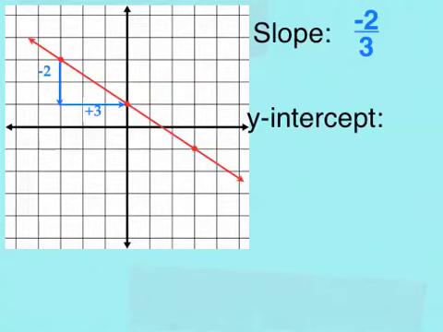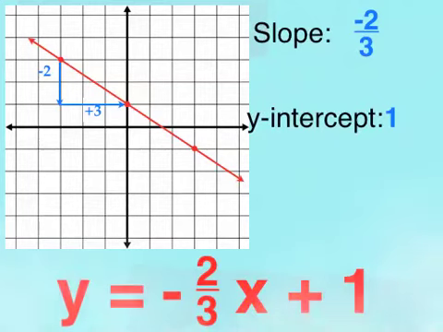Depending on what point you chose to start at, you might have a slope of a positive 2 over a negative 3. That is going to be okay. That's the same thing as a negative 2 over a positive 3. In this case, my y-intercept is on the y-axis at 1. So when I use the slope and the y-intercept to write an equation of this line, it would be y equals negative 2/3 x plus 1.